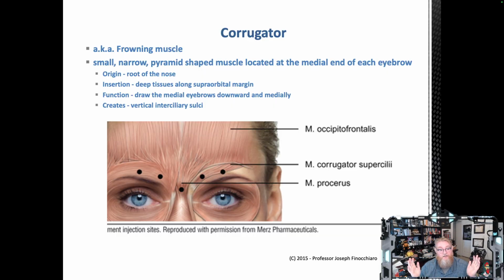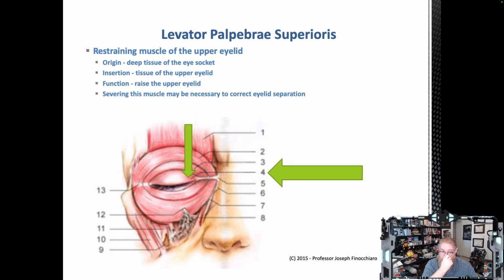That's it. And vertical interciliary sulci. Vertical means up and down. Interciliary means between hairs. In this case, we're talking about the eyebrows. Sulci are grooves. So as this muscle does its thing, your eyebrows, your skin where the eyebrows are, starts to fold, and it forms these little grooves.